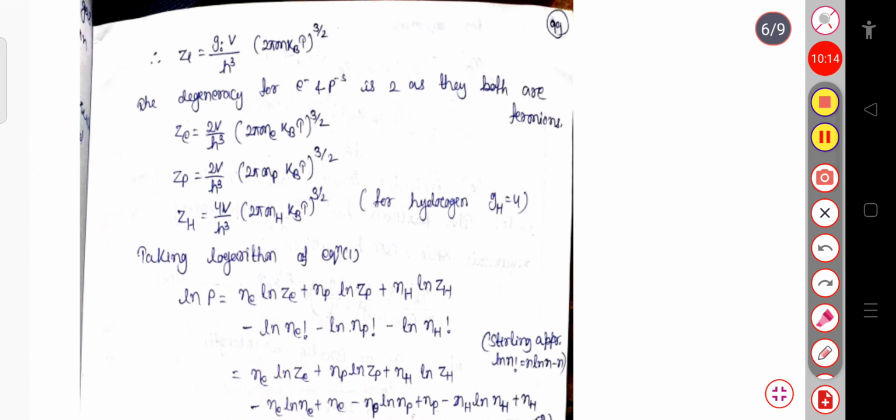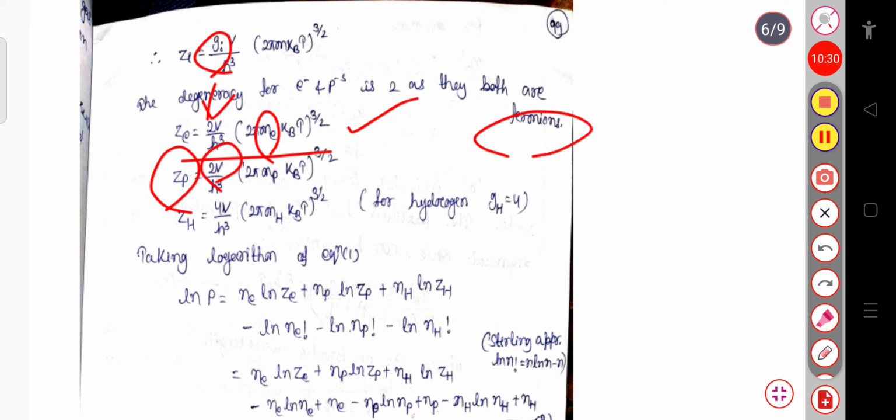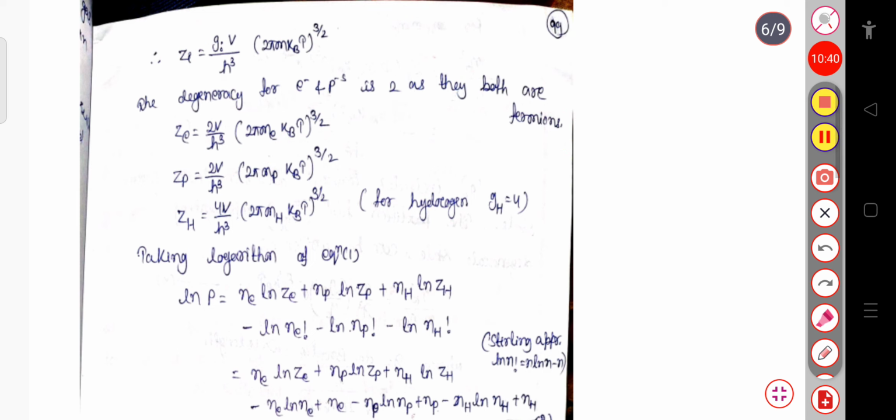Now for the electron we can write the partition function as 2V by h cube into 2 pi me kB T power 3 by 2. This me is the mass of the electron, and the degeneracy for the electron is 2 because it is a fermion. Similarly for the proton the degeneracy is 2, so 2V by h cube into 2 pi mp kB T power 3 by 2, where mp is the mass of the proton. Similarly for Zh we can write 4V by h cube into 2 pi mh kB T power 3 by 2. This 4 is the degeneracy for the hydrogen atom.